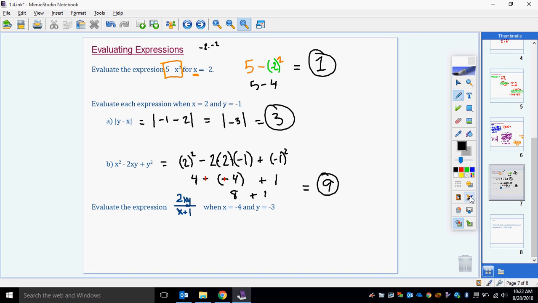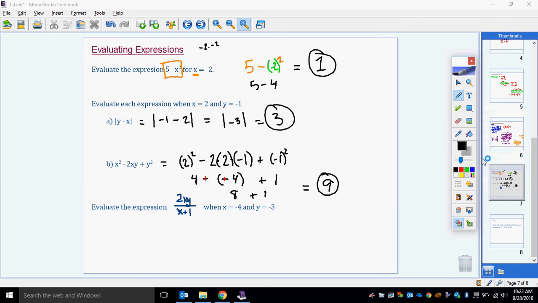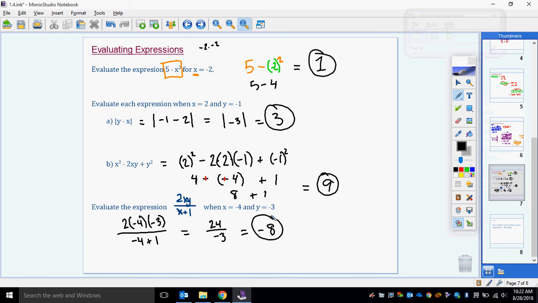Pause the video, go ahead and try the last one. Now x is -4 and y is -3. Okay, you should have gotten -8. So when you plug it into the top, you get 2 times -4 times -3. So multiply the top and you get -8 times -3, so positive 24. And in the bottom, you end up with -4 plus 1, which is -3. Divide 24 by -3 and you get -8.